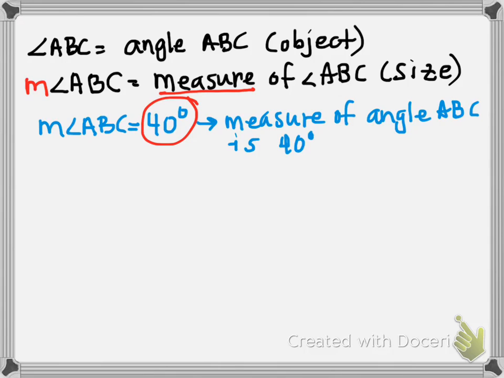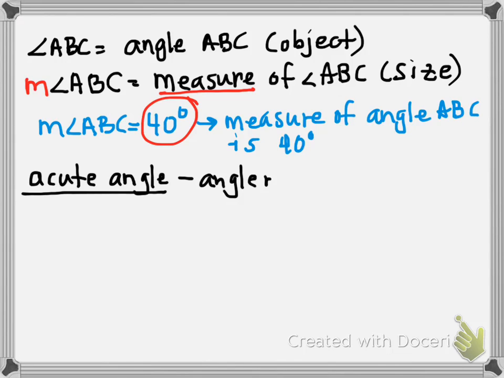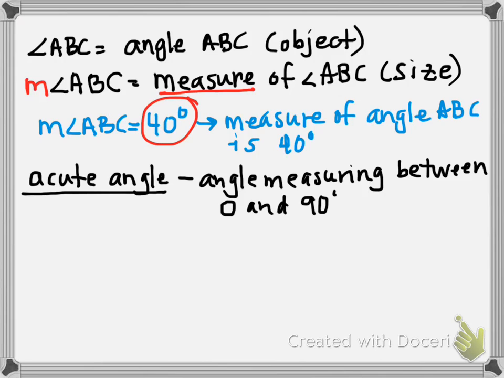Okay, we're going to talk about 4 different types of angles, from smallest to largest. And our smallest is, well, one of them is actually not the largest. An acute angle. An acute angle is such a cute little guy. He's an angle measuring between 0 and 90 degrees. So 0 degrees to 90 degrees.